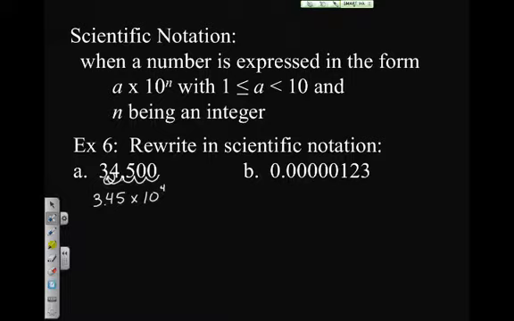In example B, again, the decimal point goes behind the first non-zero digit. So we will have 1.23 times 10. The difference this time is this is a very small number, so it's going to be a negative exponent. But we still just count how far the decimal point moves. It's going to move 1, 2, 3, 4, 5, 6 spaces. So this becomes 1.23 times 10 to the negative 6th power. So the decimal point goes behind the first non-zero digit, and then you count how many spaces the decimal point gets moved.